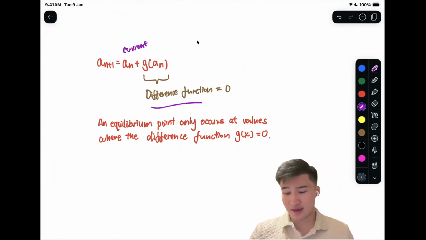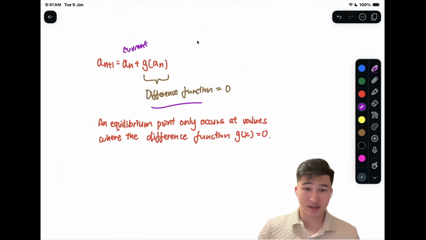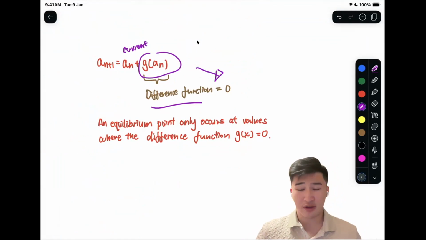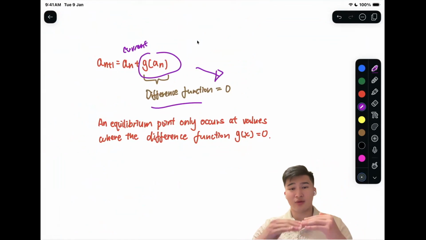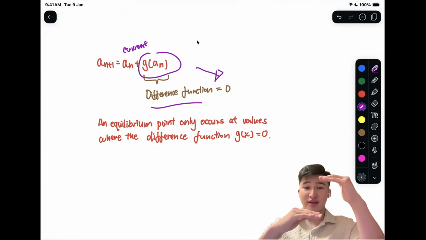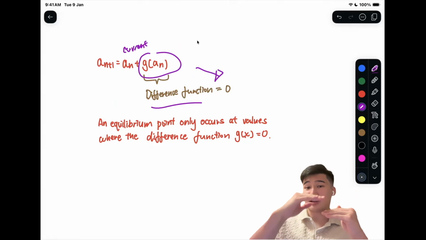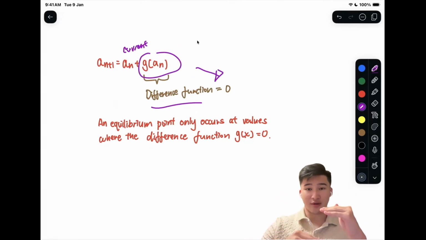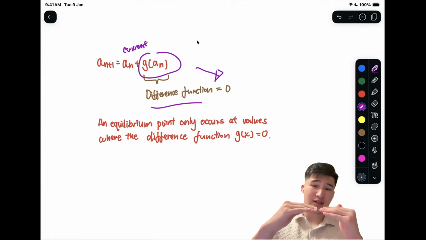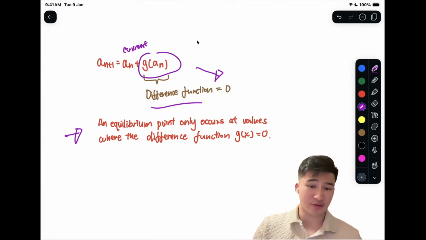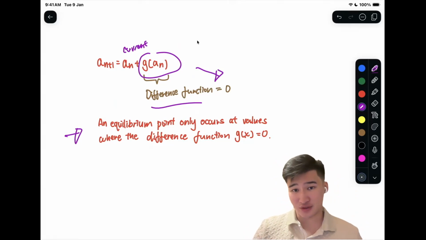So in this case, when a_{n+1} is equal to a_n, we have to make sure that the difference function is equal to 0, which makes sense. In order to make sure that our future term is equal to our current term, all we have to do is make sure that our current term is not going to add anything. It's not going to go up, it's not going to go down, it's equal to 0, then the next term is going to stay the same. So an equilibrium point only occurs at values where the difference function g(x) is equal to 0.